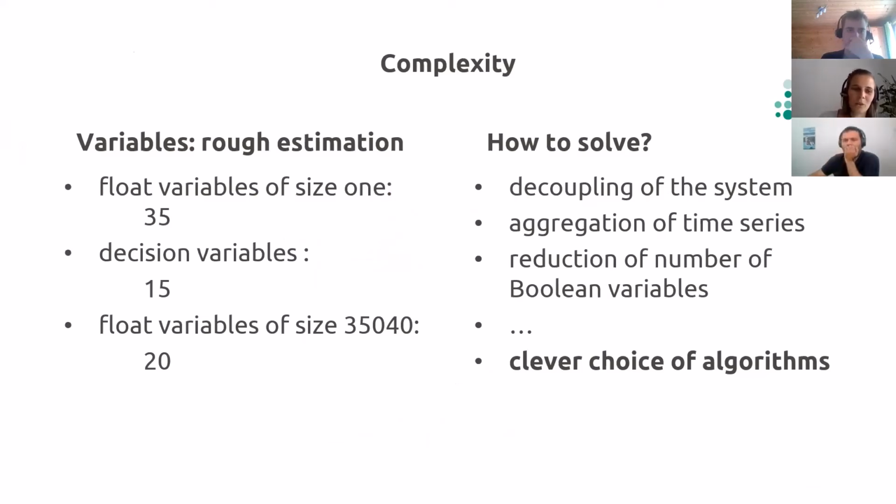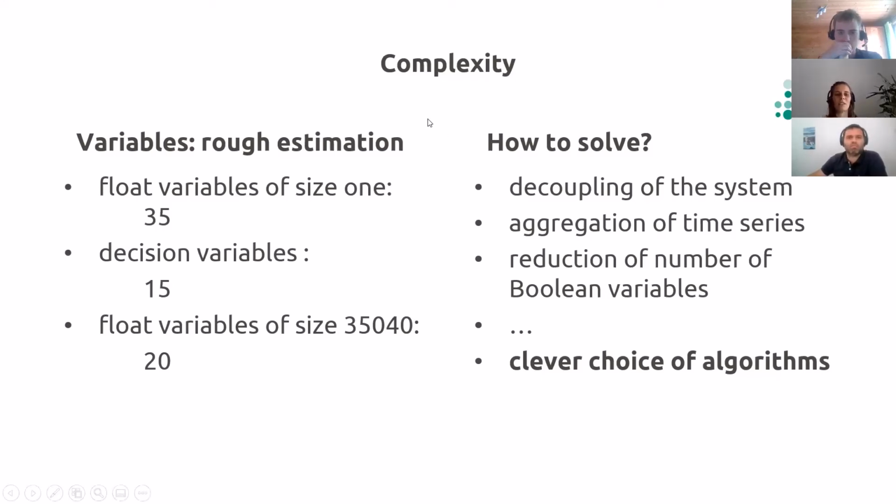So we would have about 15 decision variables, which decide if the technology should be included or not. We would have 35 float variables, which give an estimation of the size of the technologies, and 20 vectors of 35,000, which are the energy flows. So for example, if you have a battery, then you have two vectors of size 35,040, where one describes the charge of the battery and the other one describes the discharge.